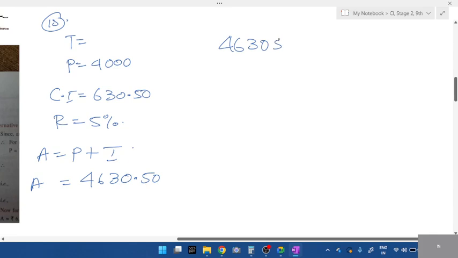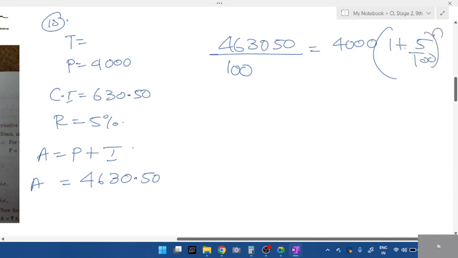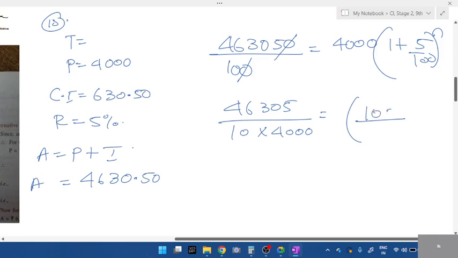If I remove the decimal, what should I write? 463050 divided by 100 is equal to, what is principal? 4000, times (1 plus 5 divided by 100) to the whole power n. Bring this 4630. Look, the zeros get cancelled. We have 5 divided by 100 into 4000. Reduce using the 5 times table, and the LCM for this is 105 divided by 100 to the whole power n. Try this, students, complete it.